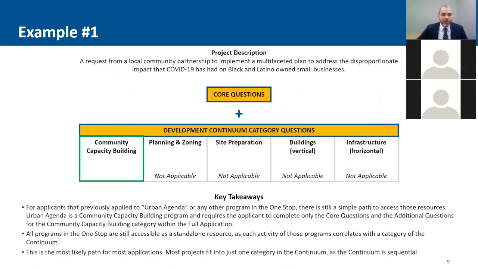So in this first example, we have a local community partnership proposing a project to implement a multifaceted plan to address the disproportionate impact that COVID-19 has had on Black and Latino-owned small businesses. Some of you may recognize this as an Urban Agenda project. In this case, the applicant would start their full application and complete the core sections in sections one and two.